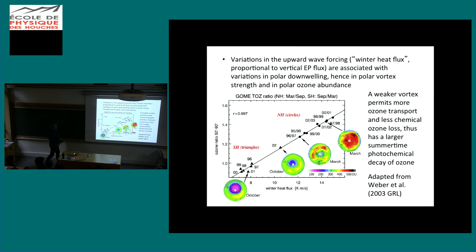And the amazing thing is, this is what's called the winter heat flux, but that's actually the vertical Eliassen-Palm flux, so it's a pseudo-momentum flux. The reason to look at the ratio was to be able to put the southern and the northern hemisphere on the same plot. And actually, it's kind of incredible. They follow this straight line.